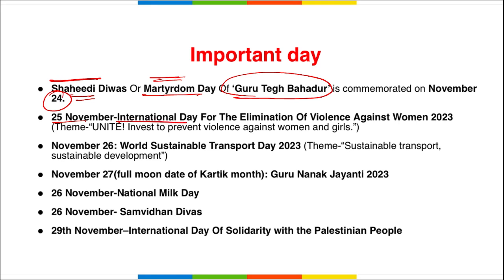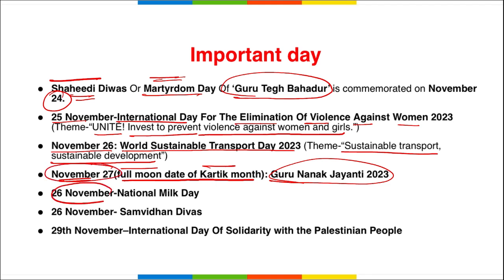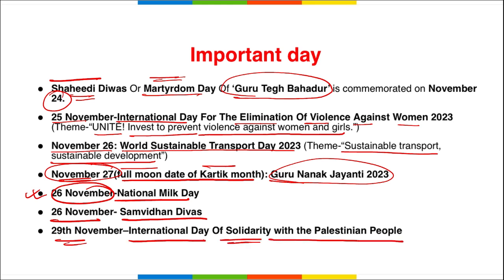25th of November as International Day for the Elimination of Violence Against Women, the theme being Unite, Invest to Prevent Violence Against Women and Girls. Then 26th of November as World Sustainable Transport Day with the theme Sustainable Transport, Sustainable Development. 27th of November, the full moon date of Kartik month, was observed as Guru Nanak Jayanti. This full moon date of Kartik month was on 27th of November. Then 26th of November as National Milk Day. 26th also as Samvidhan Divas and 29th as International Day of Solidarity with the Palestinian People.